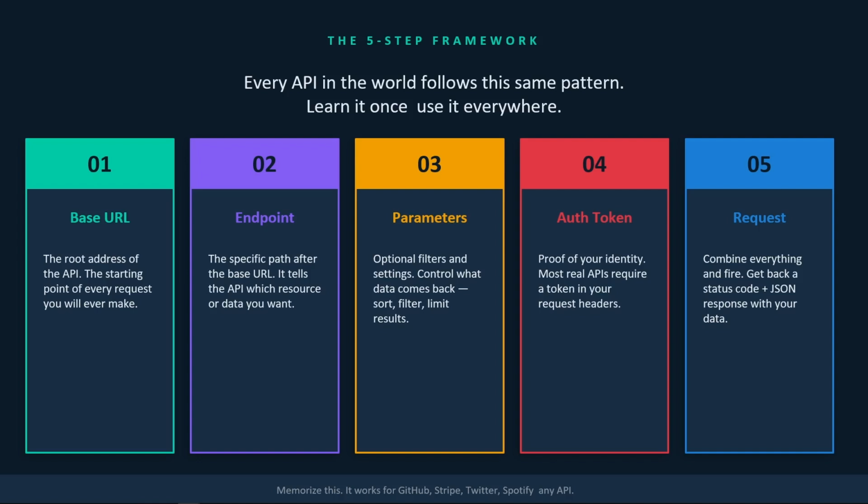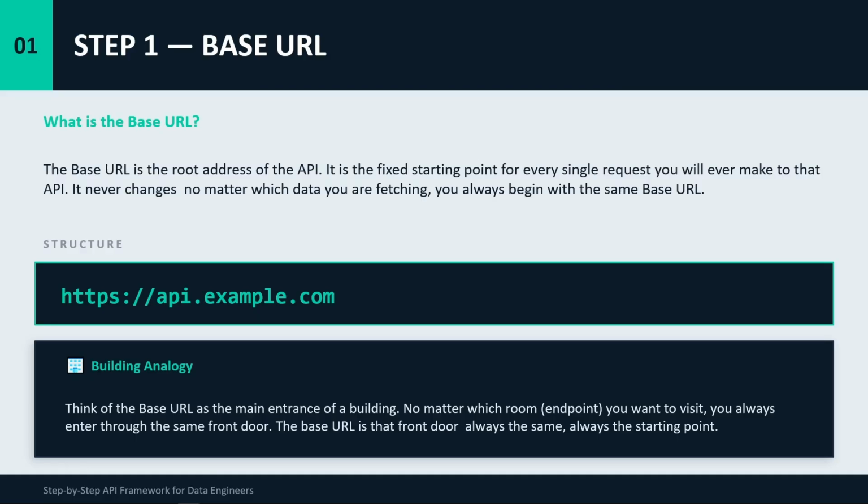So the 5 steps I was talking about are the base URL, the endpoint, the parameter, the auth token, and the request. Let's quickly see them. What is the base URL? The base URL is the root address of any API. It's kind of like the fixed point, the starting point of the API.